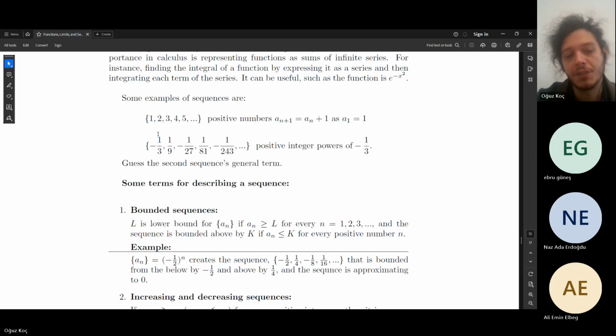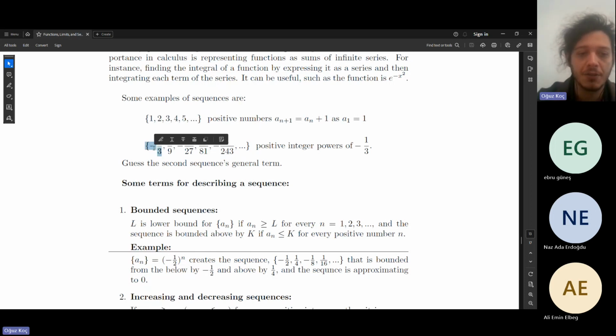Our sequence contains rational numbers. The first term is minus 1 over 3, the second one is 1 over 9, and the third one is minus 1 over 27. As you notice, you can guess the general term. If you take the first term as minus 1 over 3, the second term is positive and is the second power of the first term. Therefore, we are taking nth powers: this is the 1st power, this is the 2nd power, this is the 3rd power, which is negative. Therefore, it's actually the nth power of minus 1 over 3.